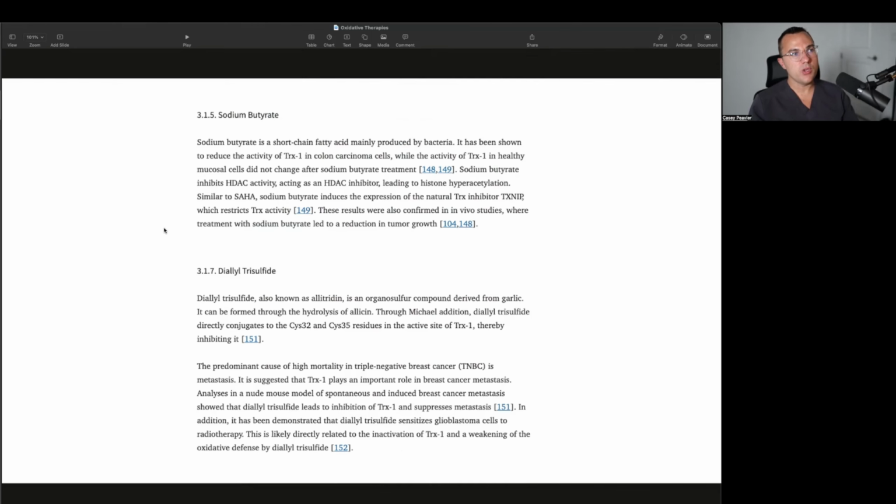The next compound that we probably have access to is diallyl trisulfide. Diallyl trisulfide, also known as allitridin, is an organosulfur compound derived from garlic.